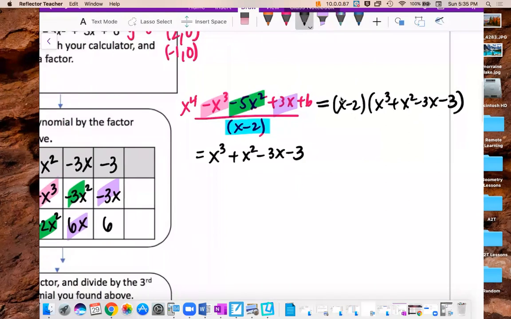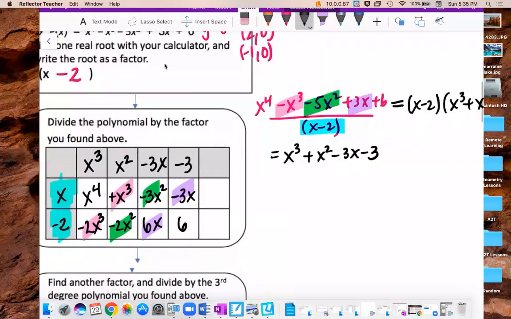Okay, so I know one of my solutions is at 2, 0, which makes sense because that's what we found up here. But I'm at a cubic polynomial, so I still can't solve this using methods that we know. So I have to do division one more time in order to get this down to a quadratic. Now we do have this x-intercept 1, 0, so we're going to do it again.